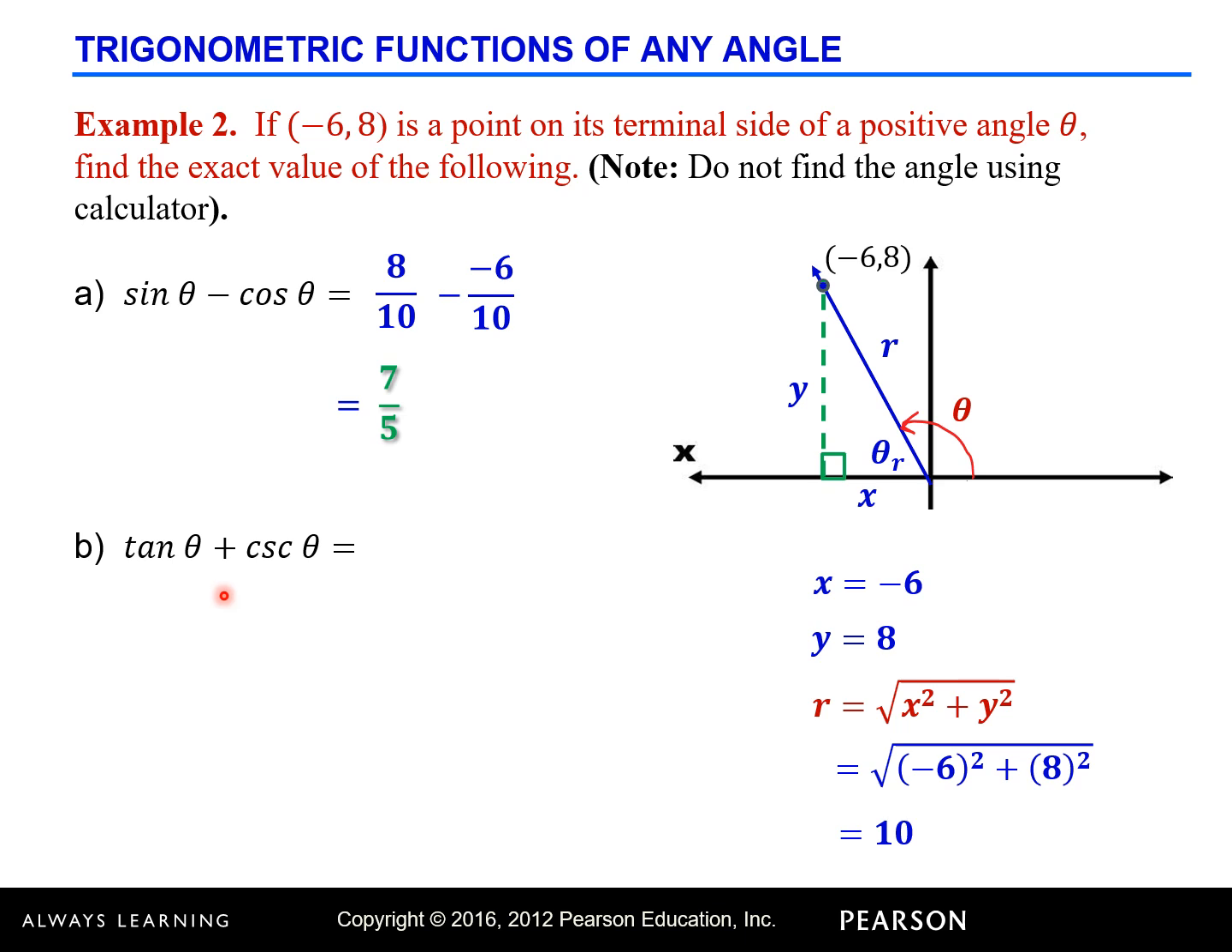Now for the second expression, tangent theta plus cosecant theta. Tangent theta is y over x, which is 8 over -6. Cosecant theta is the reciprocal of sine, meaning it's r over y, which is 10 over 8. Adding these two fractions, you will get the value of negative 1 over 12.